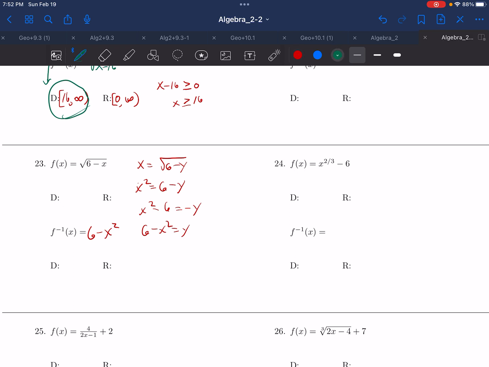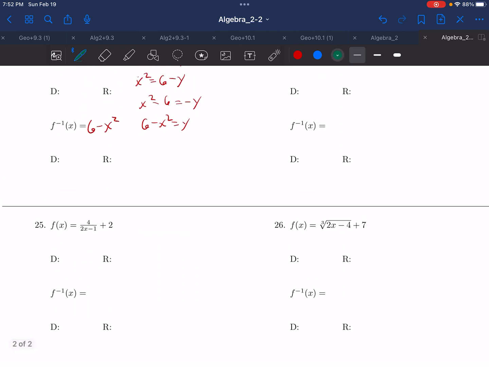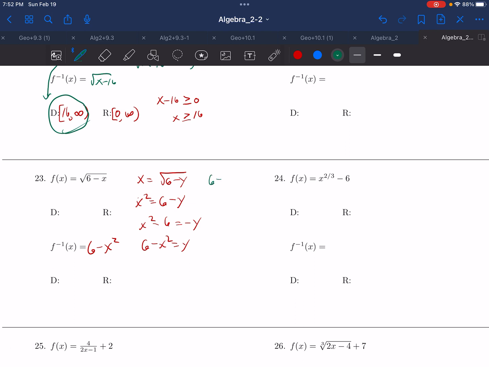Domain, again, well, what do I know about my domain? I know that 6 minus x has to be greater than or equal to 0, in which case negative x must be greater than or equal to negative 6. But when I get rid of the negative, I got to flip the sign. So it's less than or equal to 6. So it's actually going to be from negative infinity up to 6.